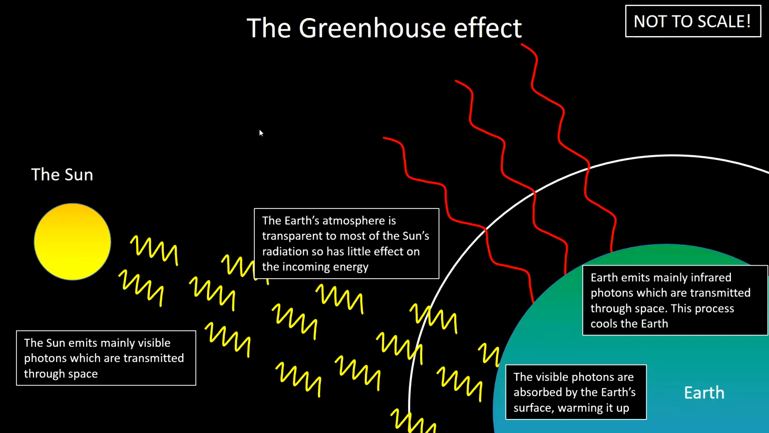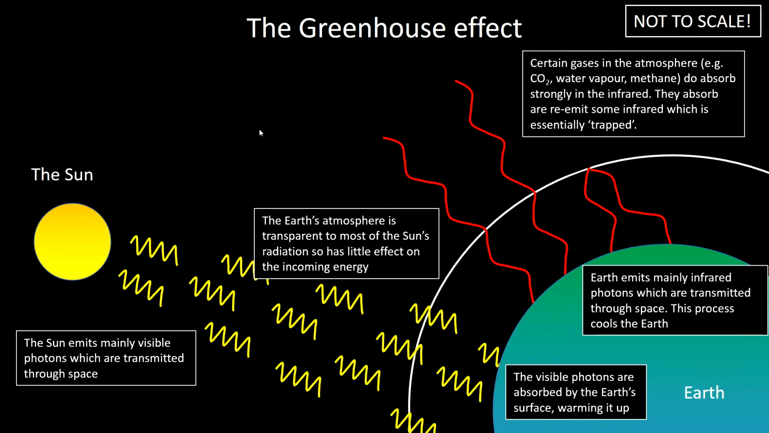Okay, so that's the first effect, very little on the incoming radiation, but it does have much more of an effect on the outgoing infrared, because certain gases in the atmosphere, carbon dioxide, water vapour, methane, absorb quite strongly in the infrared. So they absorb the infrared that's being emitted from the Earth's surface, and then they kind of re-emit it again, and that basically traps some of the infrared radiation within the Earth's atmosphere.